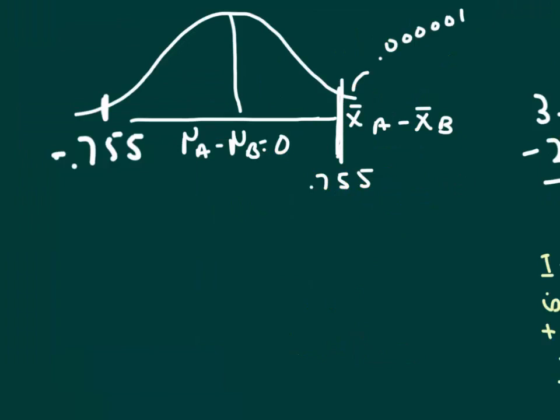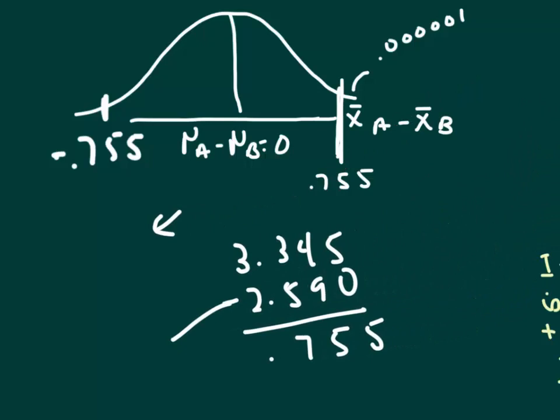So here's our sampling distribution. We have the statistic x bar A minus x bar B. That's the distribution that we're doing. And the center is our null hypothesis, mu A minus mu B is equal to 0. And then the 0.755 was the difference between our two sample means, the 3.345 minus 2.590. And since it's a two-tailed test, we have to go the same distance in the other direction. So if we go 0.755 this way and 0 is the center of it, we'll go the same distance, or just down to minus 0.755 on the other side.